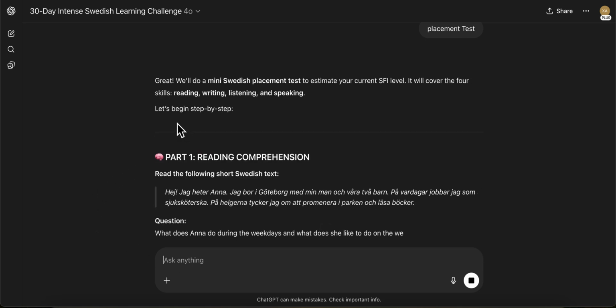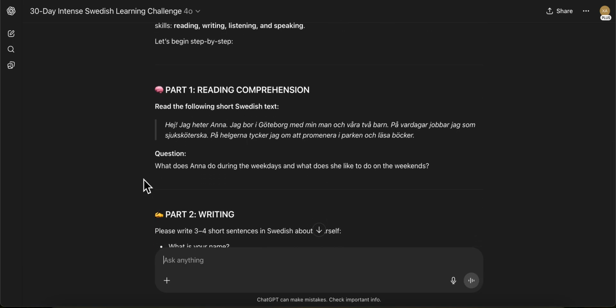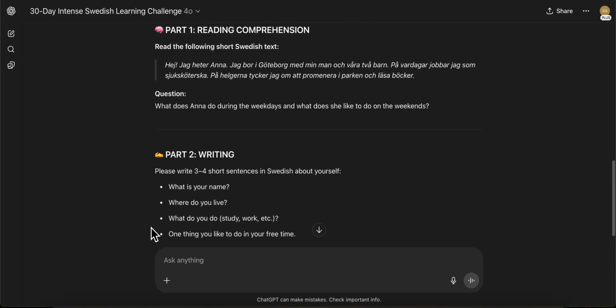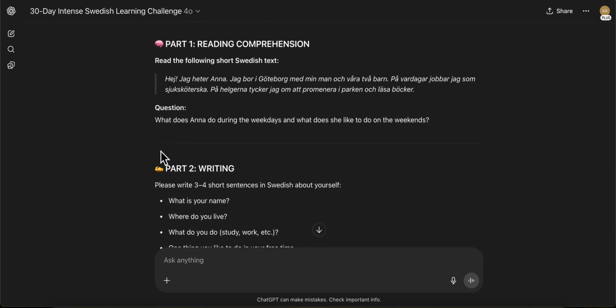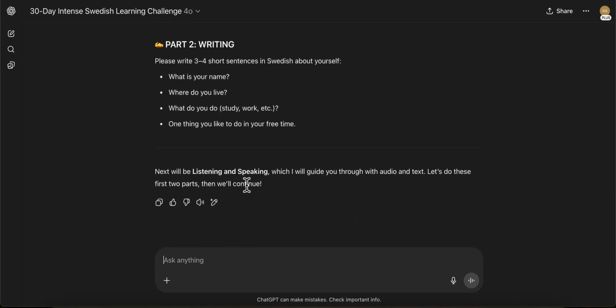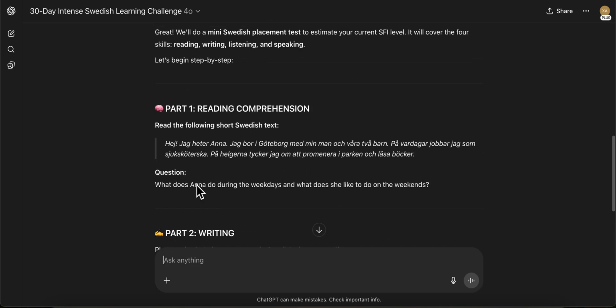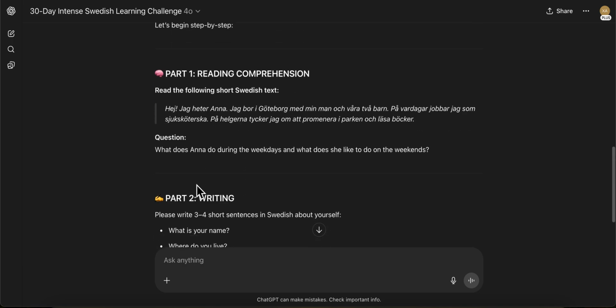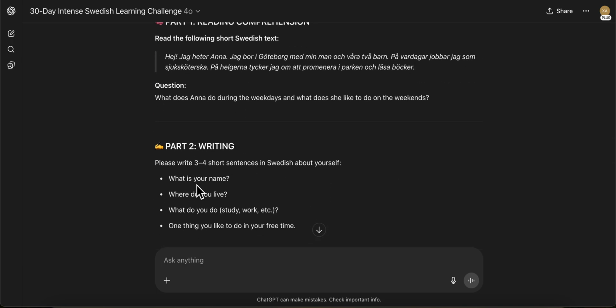The placement test has 4 steps, and they are covered one by one, for example reading comprehension and writing. You can read the text and then answer the questions. You can write about these sentences in Swedish, and when you are done, it will ask the first 2 parts, and then continue with the next 2 parts. After that, it will give you a result report showing whether you are the best fit for level C, level D, or level A or B.